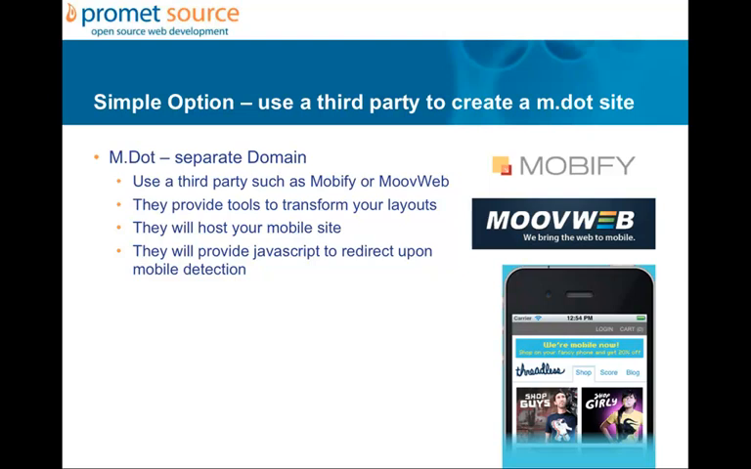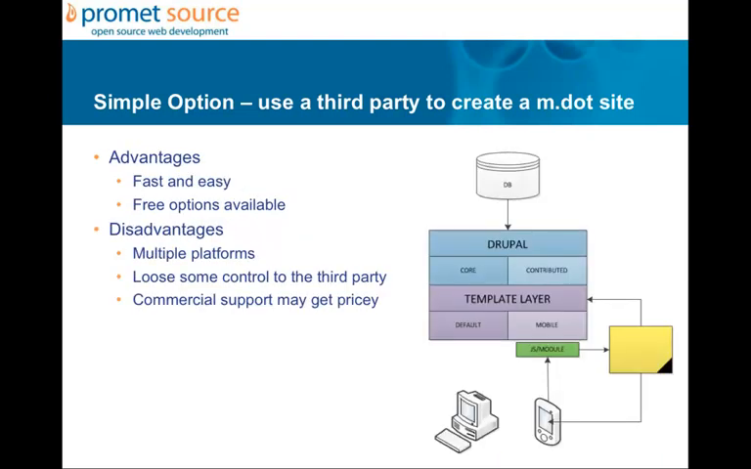Okay, option number 1. If you're an Acquia subscriber, you get Mobilify for free. It's a third-party tool that basically switches your theme. You get an SDK through Mobilify. There's another one called MoveWeb, although I haven't looked at them for about a year now, so I'm not sure if they're still around, but I think they are. Basically the way it works is that you sign up for one of these tools. They're free, so Mobilify is free.